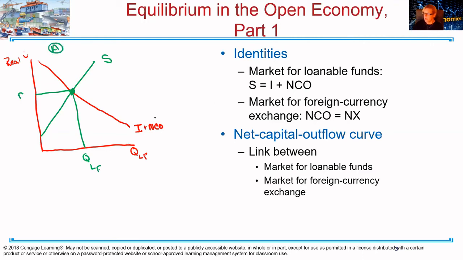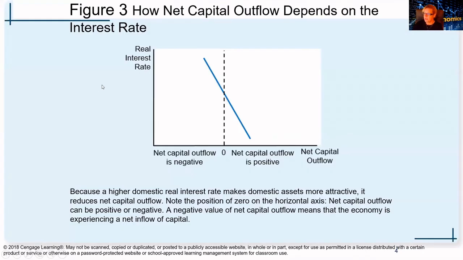Now, we then propel that into panel B, which is what we're going to do next. Okay, so this is panel B. And remember, in panel B we have that real interest rate from panel A. We bring it over.